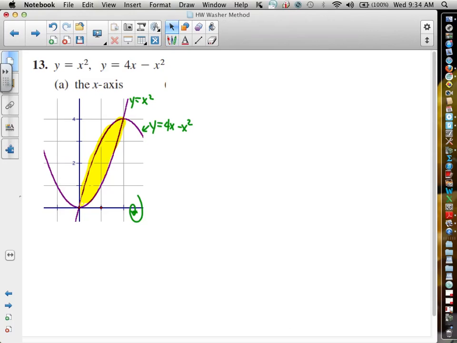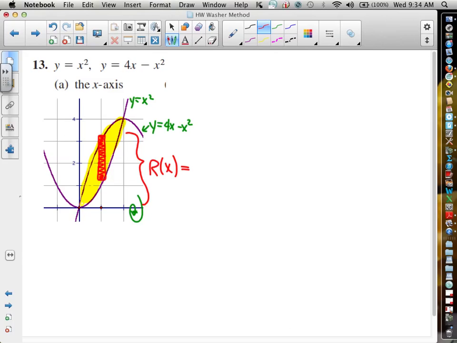If I draw a sample rectangle inside this shaded region here, anywhere inside I like, the top of the rectangle touches the parabola that opens down, and the bottom of the rectangle touches the parabola that opens up. So my big radius is going to be the far end of the rectangle, which is touching the curve that opens downward, which is that 4x minus x squared. My little radius is going to be the other end of the rectangle that's closest to the axis of rotation, which is the parabola that opens upward, which is x squared.